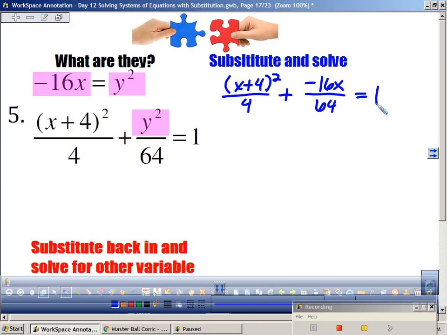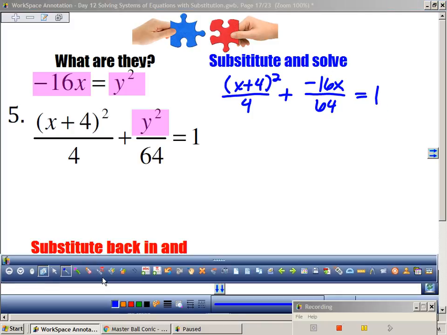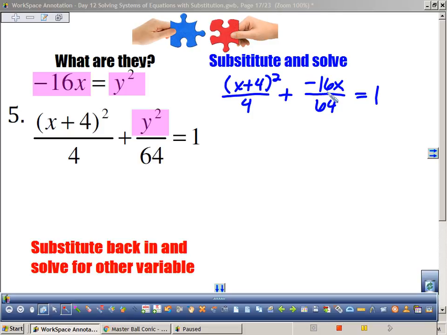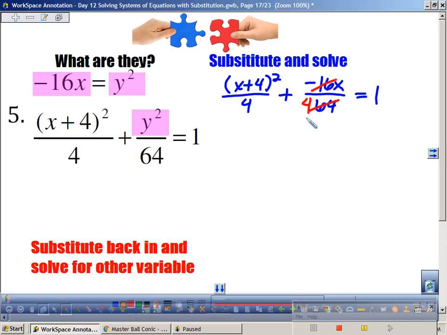I could expand it. There's something I could do before I expand it. Okay, so normally I would say I want to get rid of the fraction. So I could multiply everybody by 64 and get rid of the fraction, but there's something else I could do before that to make my life a lot easier. You could reduce. Aren't there 4 16s in 64? Because 16 times 4 is 64. So I could cancel that and make this a 4.